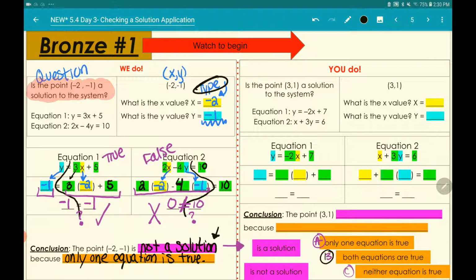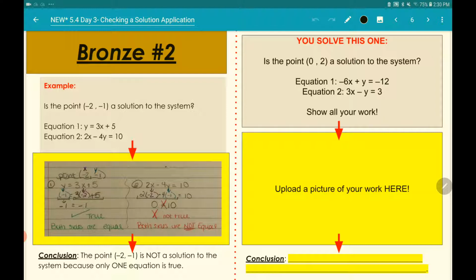Now what you're going to do is the "you do" exactly like we just did, and you're going to try this on your own. When you are done, you are going to go to slide number 6, and you are going to try bronze number 2. On this slide, there is no video, but there is an example to follow, and then you are going to try this one on the right.